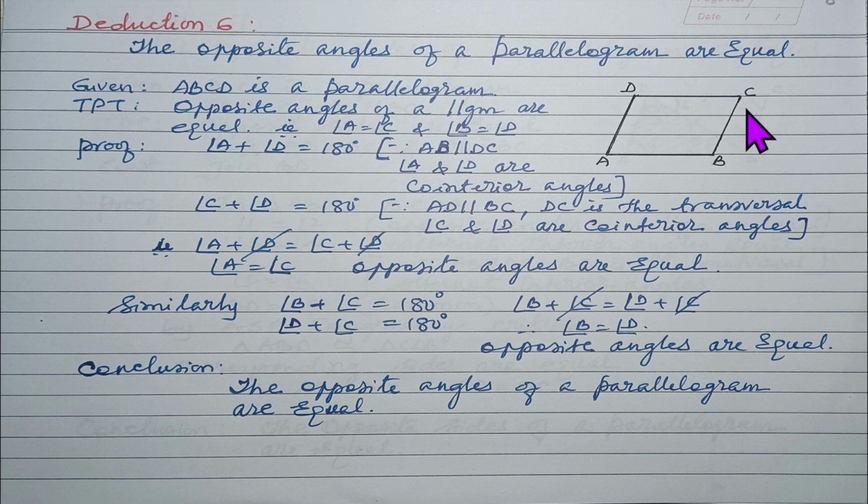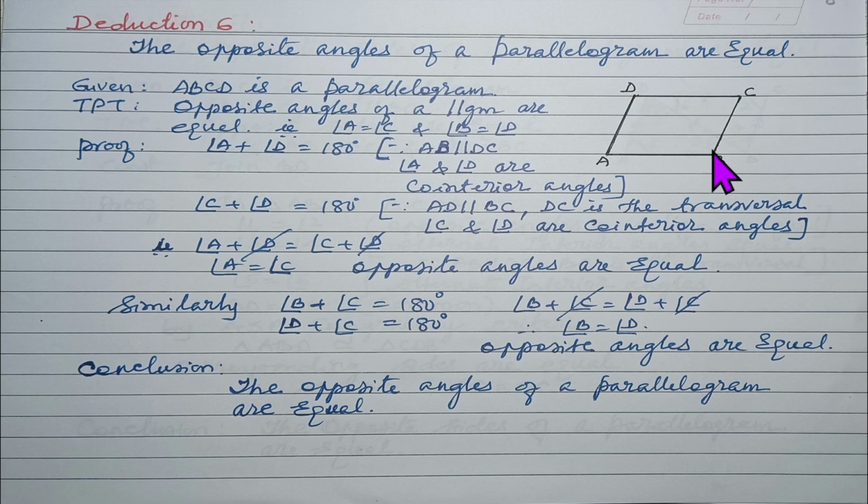Similarly, we can take angle B plus angle C as 180 degrees because again co-interior angles are supplementary. Angle D plus angle C is also equal to 180. Now the RHS is 180 degrees in both, so we can equate angle B plus angle C is equal to angle D plus angle C, and angle C cancels here. Therefore angle B is equal to angle D.